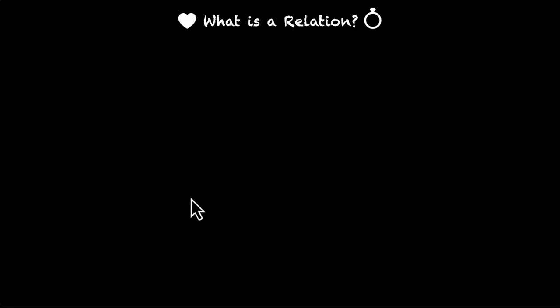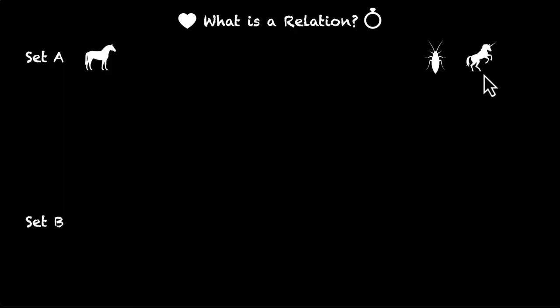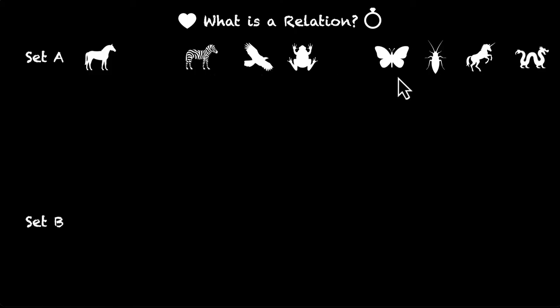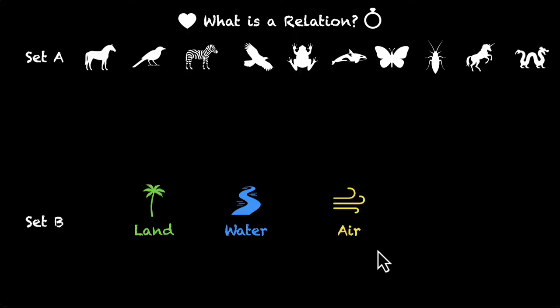Let me present you some sets. Here's set A and here's set B. Now I'm going to write down the elements of these two sets. Set A has a horse, a cockroach, a unicorn, an eagle, a frog, a zebra, a dragon, a butterfly, a bird, and a fish. Okay, so these are some creatures that you can see are part of set A. What we have in set B is land, water, air, and mind. We have 4 elements: land, water, air, and mind, because why not?